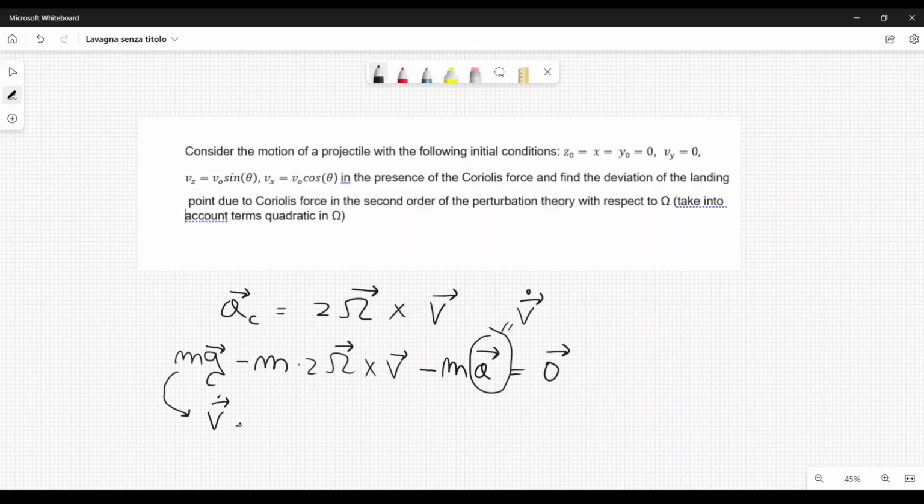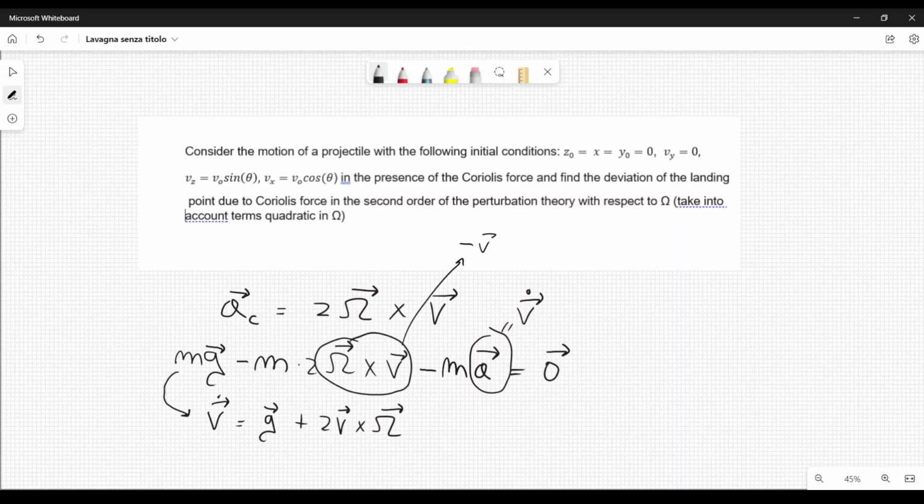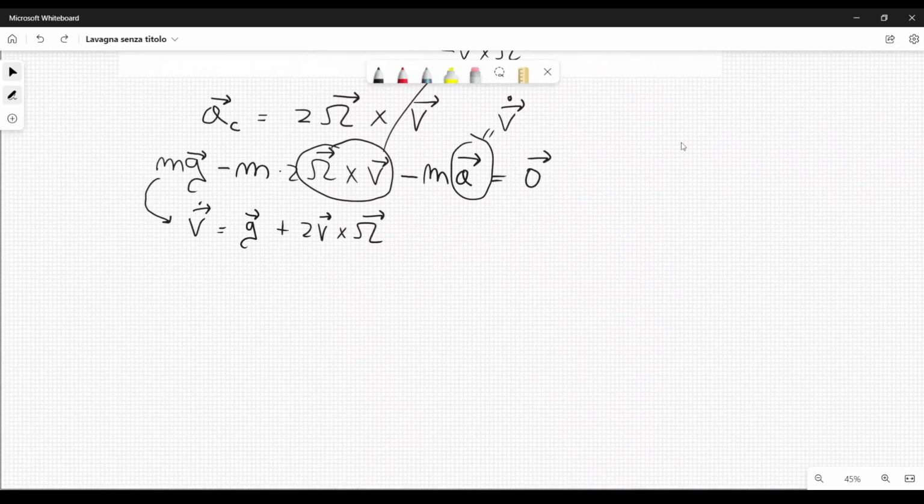V dot is equal to g plus 2v cross omega. Here I get a plus simply because I have switched the order between these two vectors, omega and v. So omega cross v can also be written as minus v cross omega, and therefore this minus sign will cancel this minus sign here.